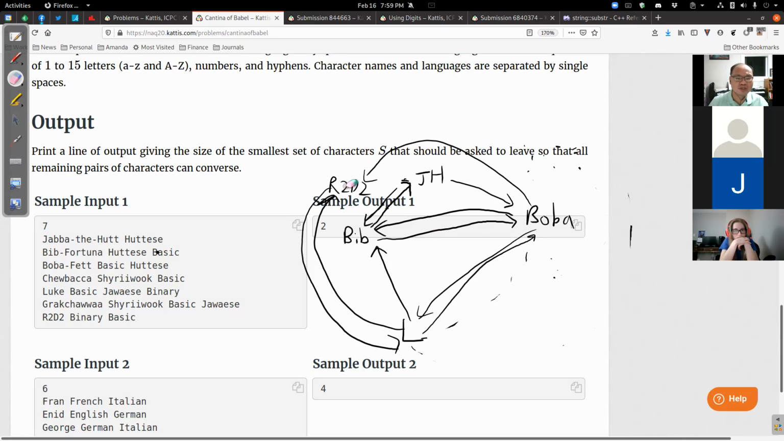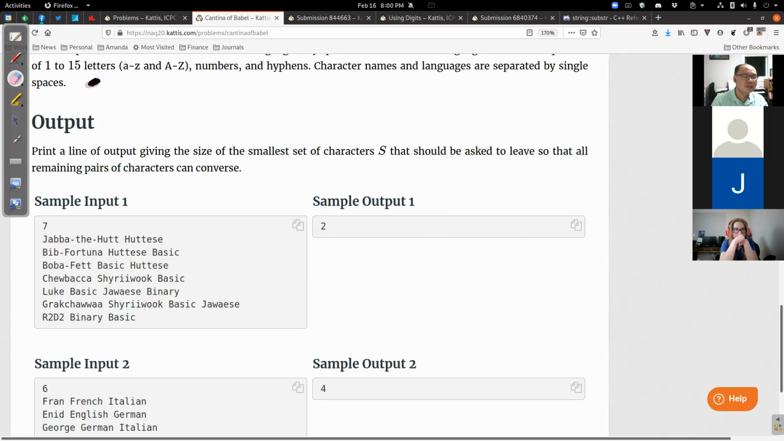For example, R2-D2 can talk to Luke, of course, immediately. What about Boba Fett? He can talk to Luke. And Boba Fett can talk to R2-D2 through Jabba the Hutt, this way. The way I draw is not the shortest way, but it doesn't really matter. It turns out that every pair can communicate one way or another, directly or indirectly. Okay, so this is the question. You have to figure out the smallest set of people so that if you remove them all, then everybody else can communicate with each other.